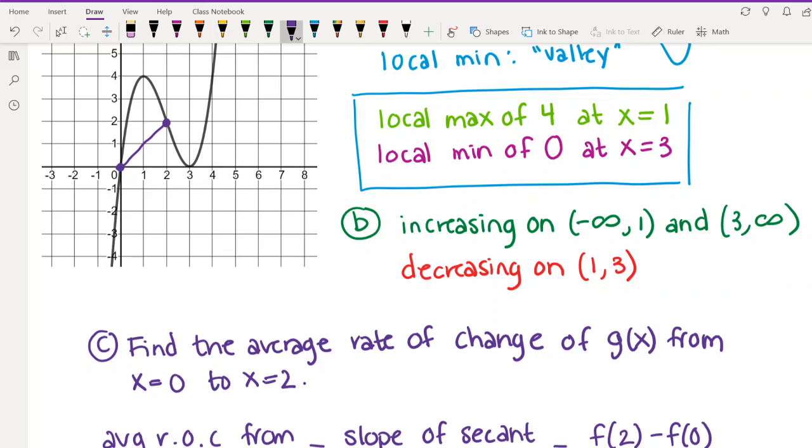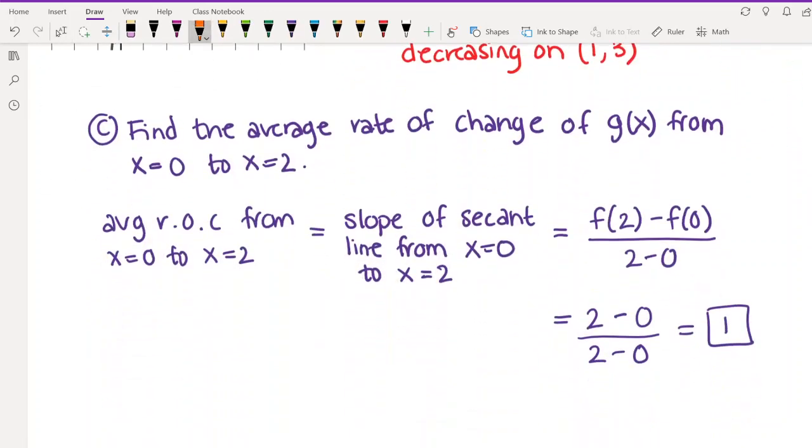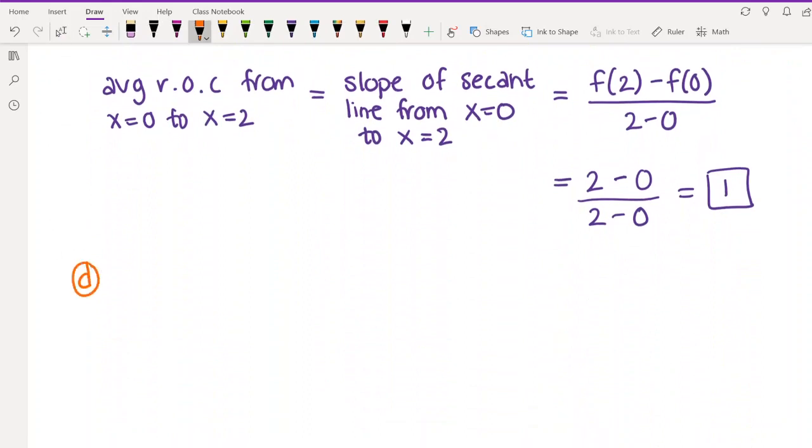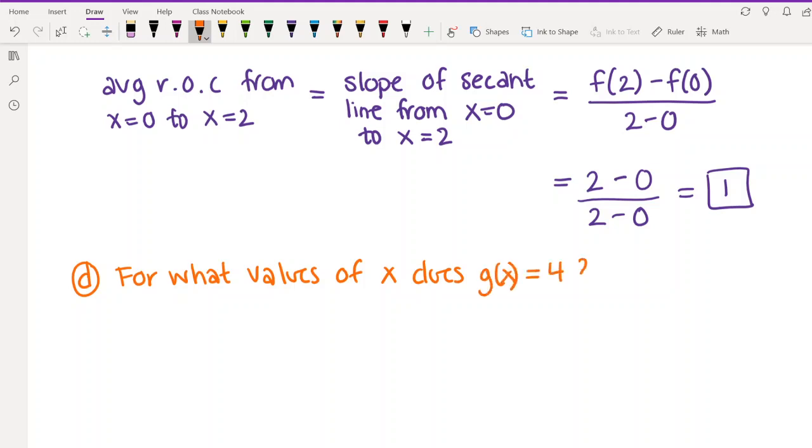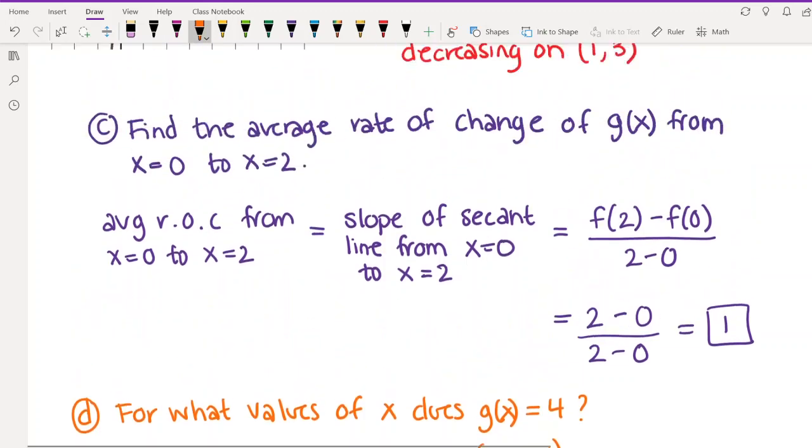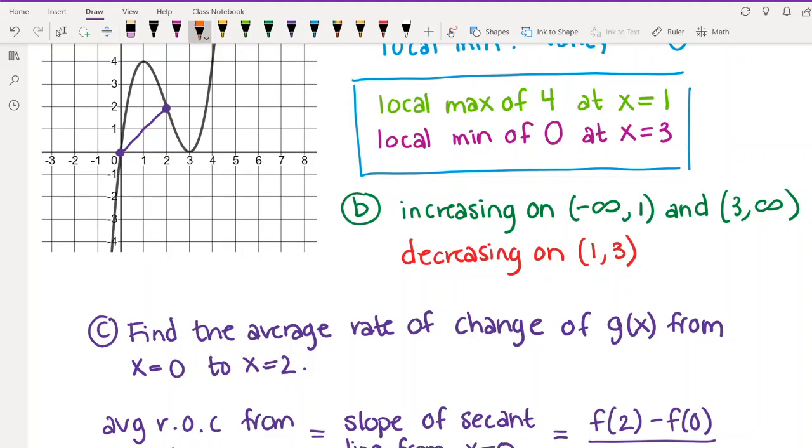All right, next question is asking us for what values of x does g of x equal 4? So what is this asking you? Well, basically, g of x equaling 4 means that y is equal to 4, right? Because g of x is the output of the function. And so we want to go to our function and look at what are the x values of the points that occur at a height of 4.